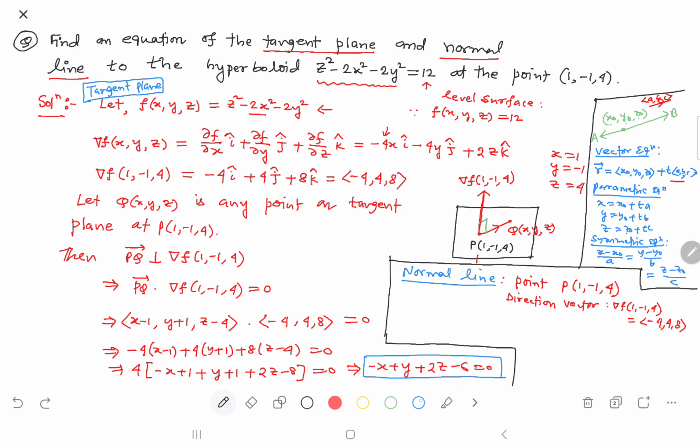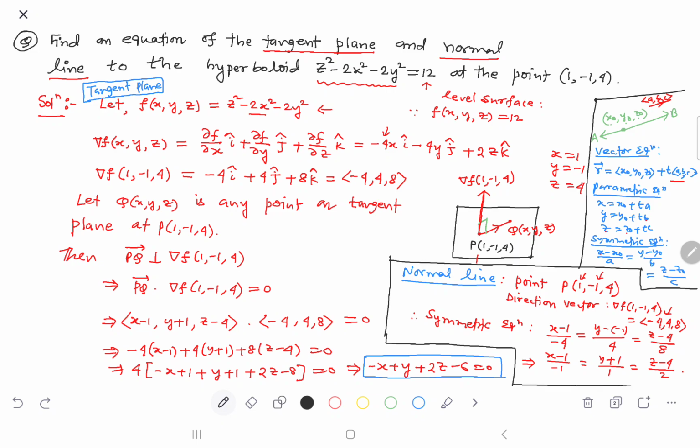So I'm writing the symmetric equation. The symmetric equation of the line is given by (x minus 1) divided by the first component -4, equal to (y plus 1) divided by the second component 4, equal to (z minus 4) divided by 8. If you want, you can rewrite it by removing 4 from every term: (x minus 1) by -1 equal to (y plus 1) by 1 equal to (z minus 4) by 2. Clear?